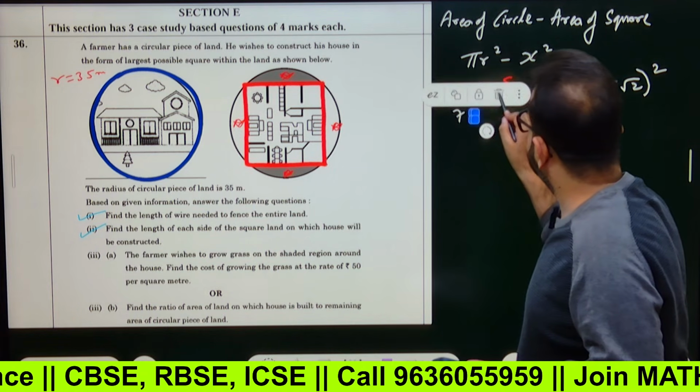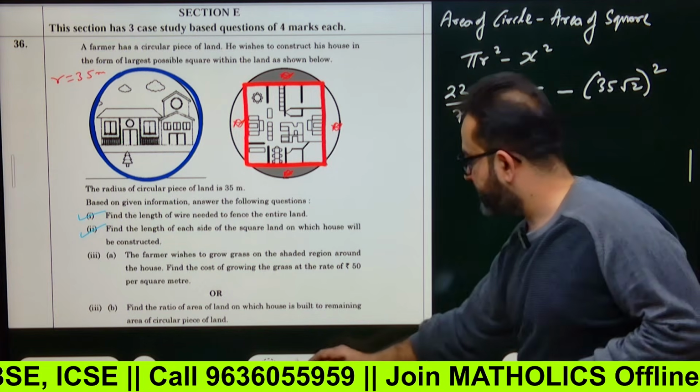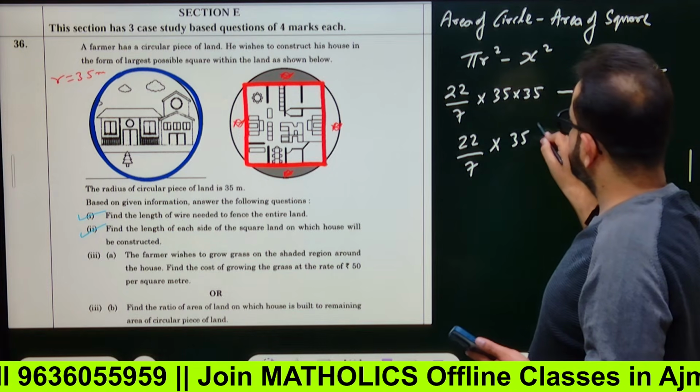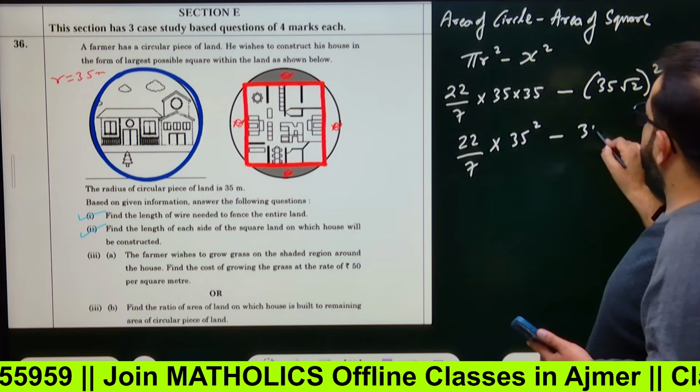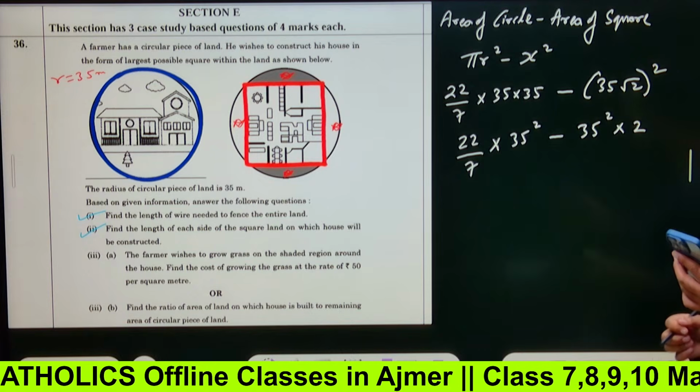Wait, now I'm showing you magic. Try to learn this magic. This is 22 by 7 into 35 square. Yes or no? Minus, it is 35 square into root 2 square 2. Opening the square. Opening the square. Yes or no?